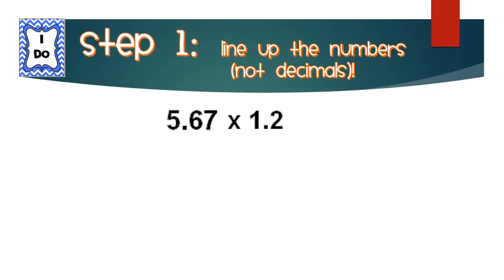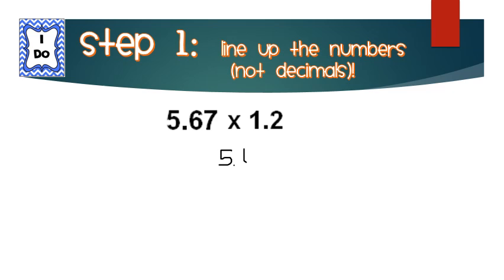So let's have a look at how this will look step by step. Okay, so I have 5.67 times 1.2. This is where we need to put away our calculators. No calculators when we are multiplying our decimals. Okay, so step 1 says that we need to line up the numbers, not the decimals, okay?